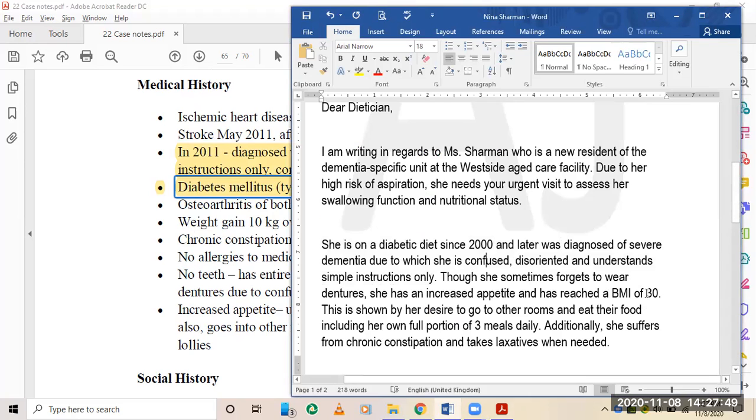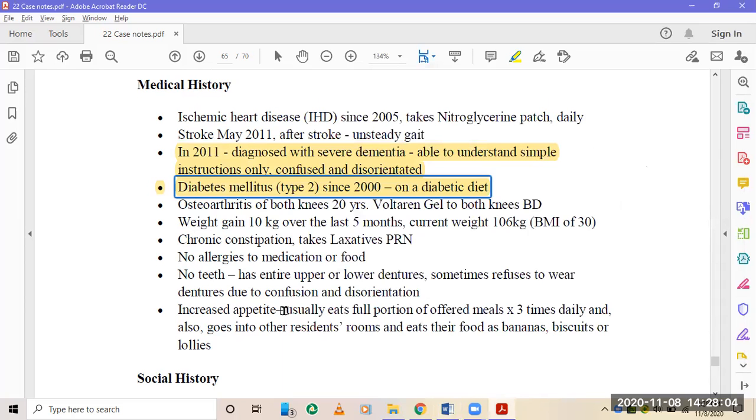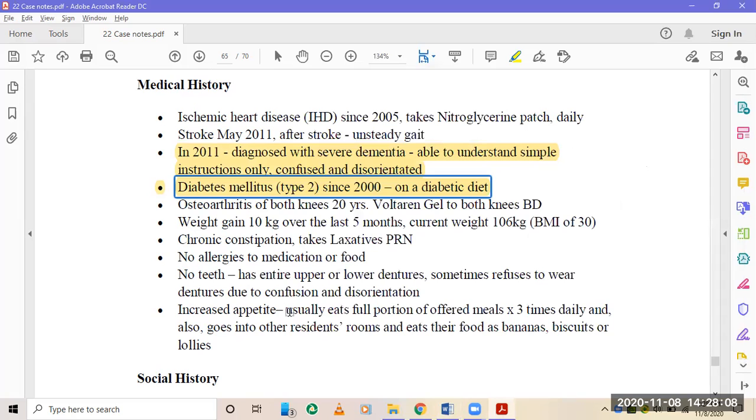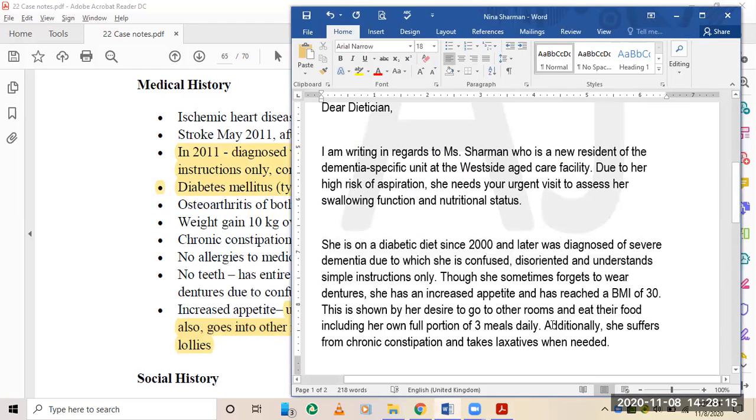Because when you say BMI, the dietitian will definitely understand how healthy or how unhealthy she is. Yes. This is shown by her desire. What is shown? The increased appetite and BMI. This is shown by her desire. Or how do we know that she has an increased appetite? Because of these things. I don't need to completely write everything there, but just give an idea.